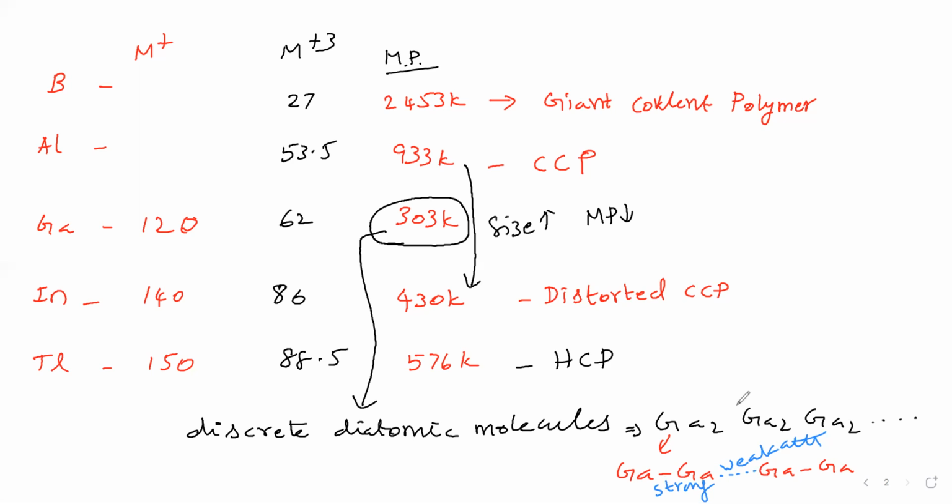Between Ga2 and Ga2, there is no metallic bonding. Here a weak force is there. Therefore, only the melting point is low for gallium, whereas the others are not discrete. That's why their melting point is high. So to explain melting point, first we have to consider metallic bonding. Metal in the sense metallic bonding.